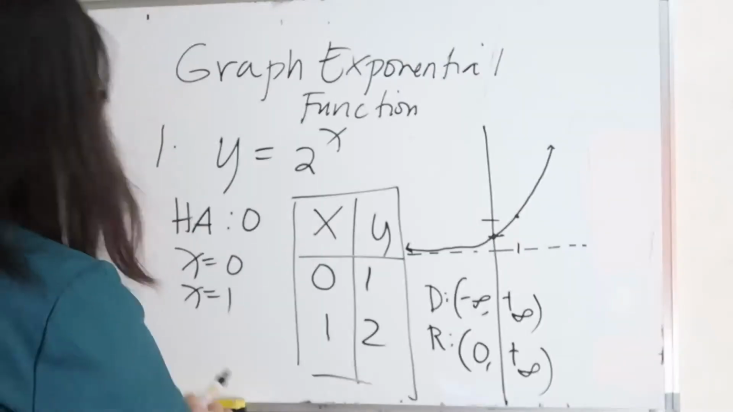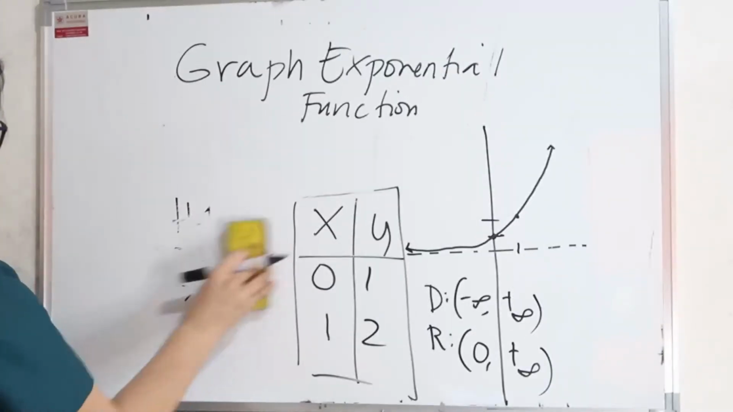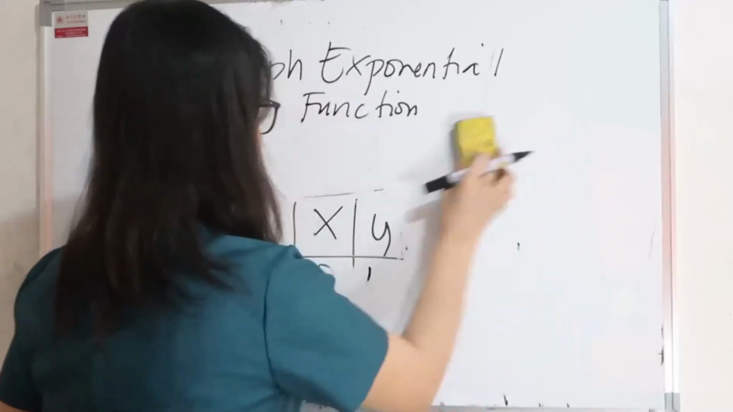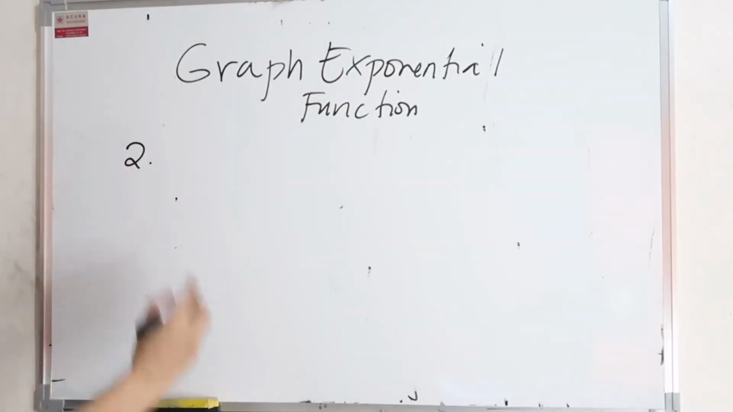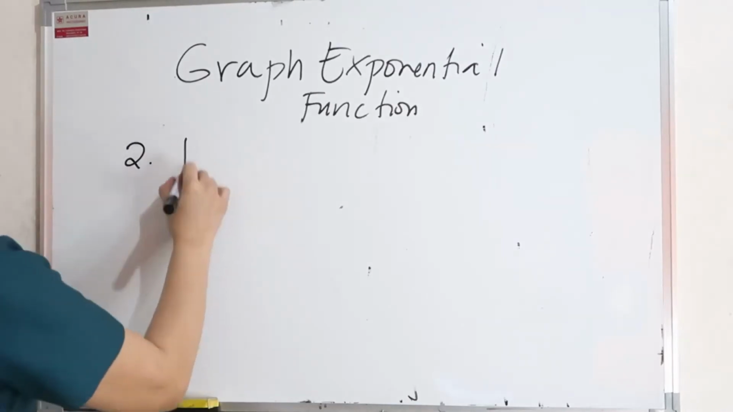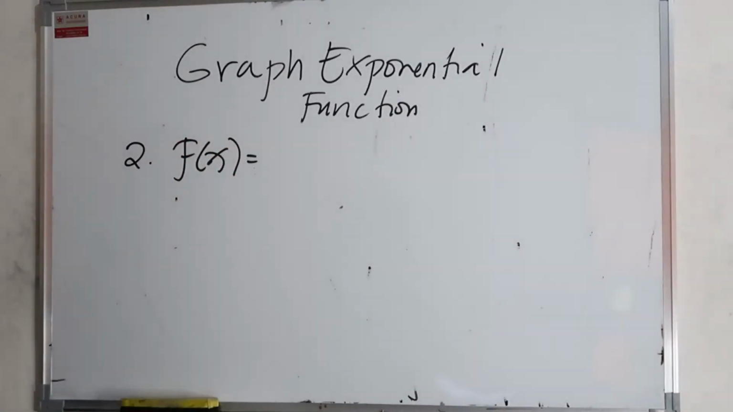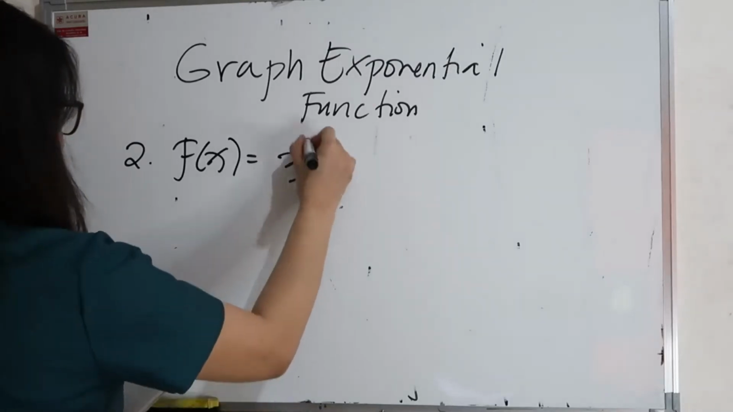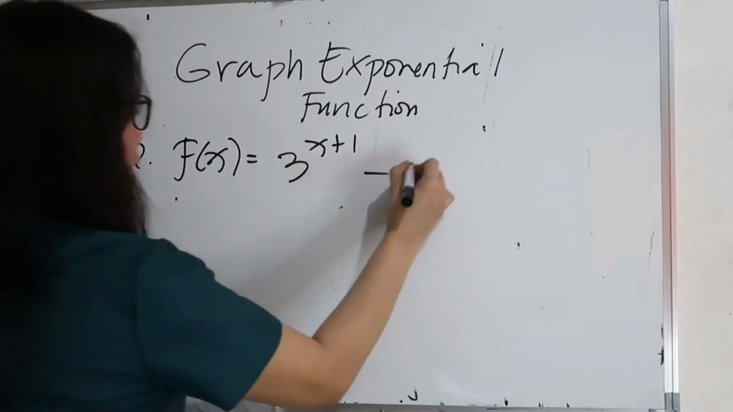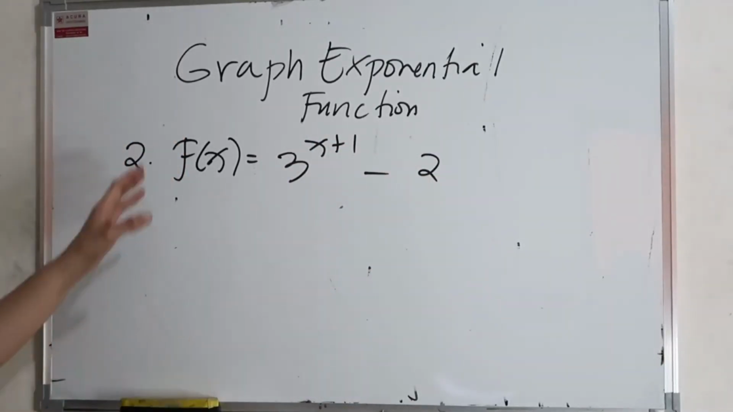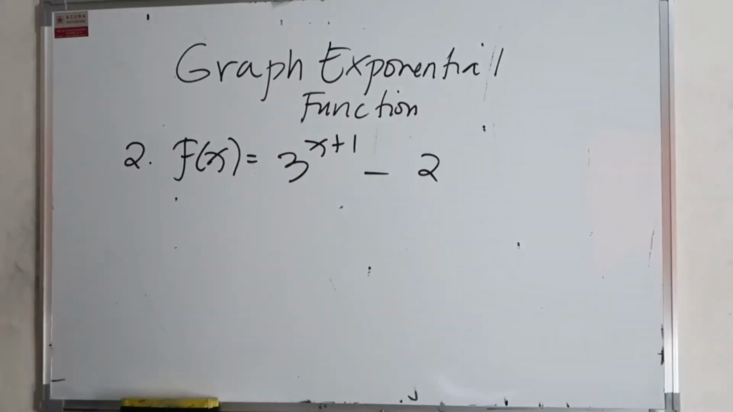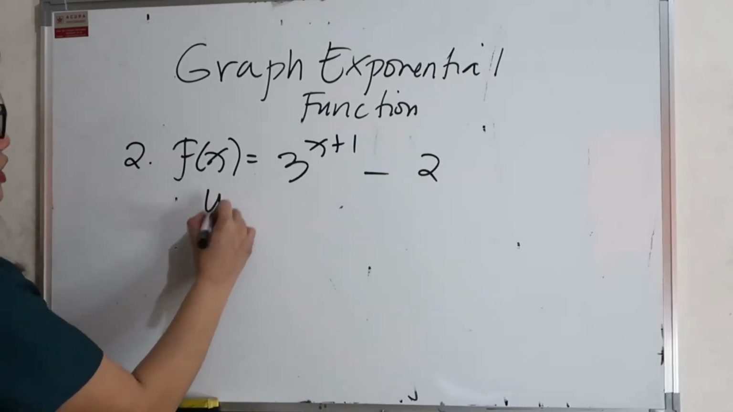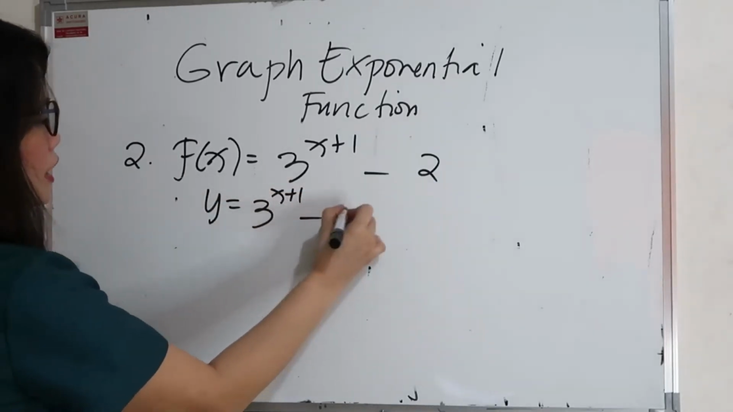Another example. It's really easy. Let's say example number 2. The given is f of x is equal to 3 raised to x plus 1 minus 2. First, replace f of x by y because they are the same. So y is equal to 3 raised to x plus 1 minus 2.